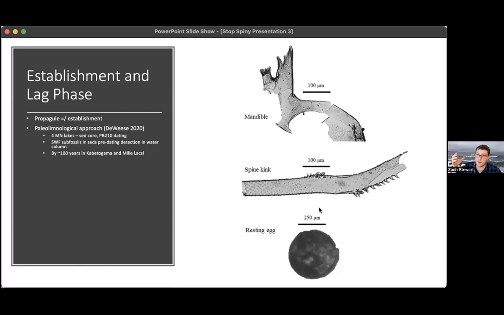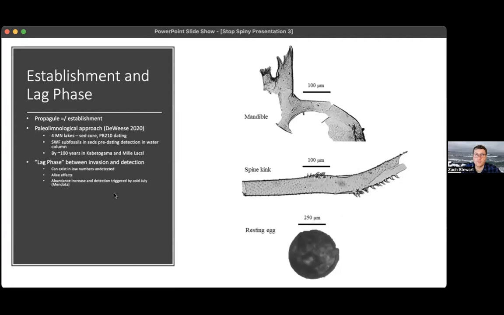And she took a series of sedimentary cores, used lead-210 dating to establish how old they were, and then sifted through these things really painstakingly and used a microscope to pull out and identify these different fossils that indicate the presence of spiny water fleas. And her findings are quite interesting. She found probable evidence that some of these spiny water flea fossils were present in sediments that are older, much older in some cases, than their detection in the water column. Older by about 100 years, actually, specifically in Lake Kabetogama and Mille Lacs Lake.